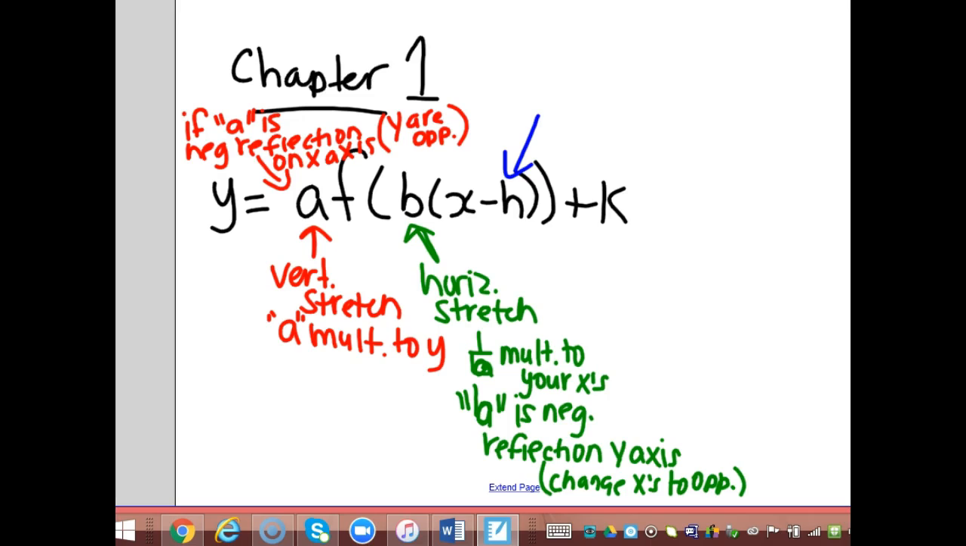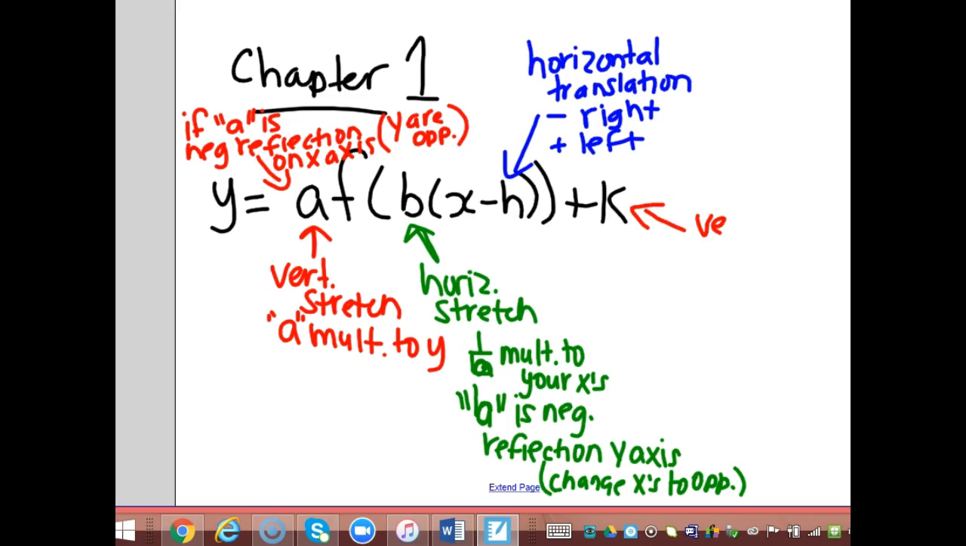Okay, your H is always your horizontal translation, and that means left or right. So if it's negative, it's right. If it's positive, it's left. And our last one is our vertical translation. If it's positive, it's up. Negative, it's down.